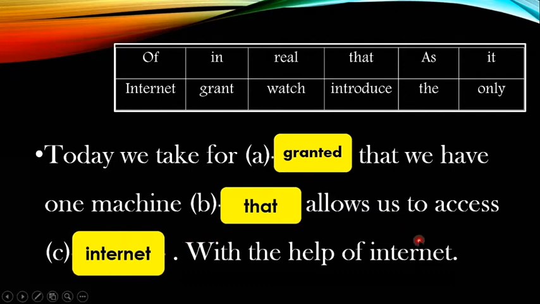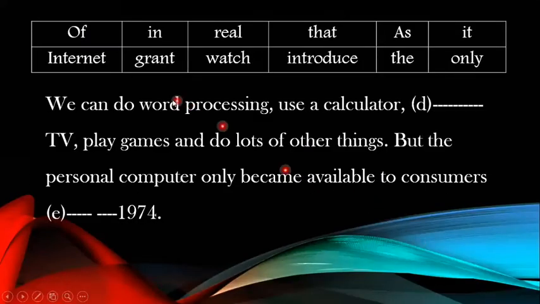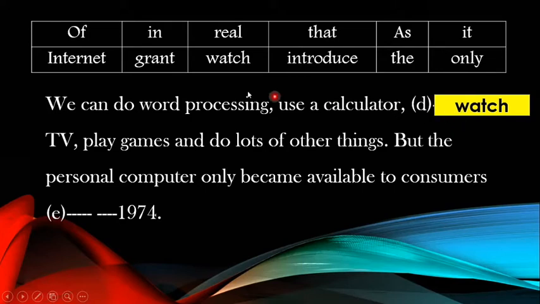With the help of internet, we can do word processing, use a calculator, dash TV, play games, and do lots of other things. So we can do word processing, use a calculator, dash TV. What TV? We can watch TV, and watch should be used in the same form as it is. We have it here because we can do. Here we had can. After can, we use V1 form of verb. So there is no change of the verb watch. Watch TV, play games, and do lots of other things.